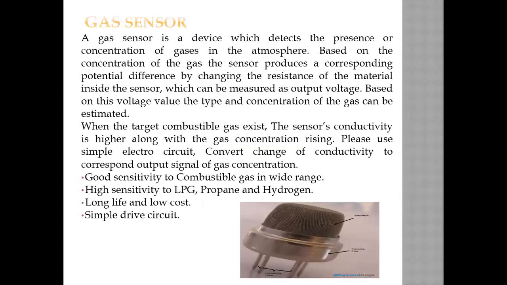Similarly, I have a gas sensor. It is a device which detects the presence or concentration of gases in the atmosphere. Based on the concentration of the gas, the sensor produces a corresponding potential difference on the resistance of the material inside the sensor, which can be measured as an output voltage. Based on this voltage value, the concentration of the gas can be estimated.